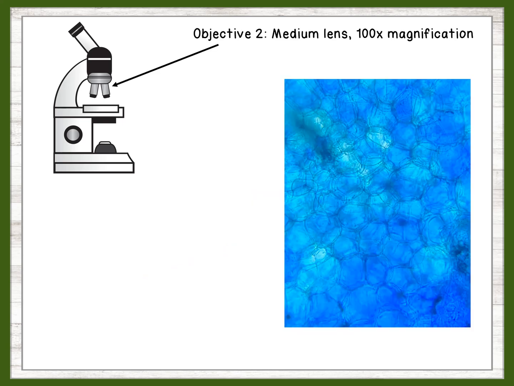Now we will zoom in using the next objective lens. This lens will bring the magnification to 100 times the cell's normal size. This is where we can really start to see details of the cells. The differences between the animal and plant cells are really becoming apparent here. What do you notice about the shape of the cells and the size? How is this different from the animal cells?